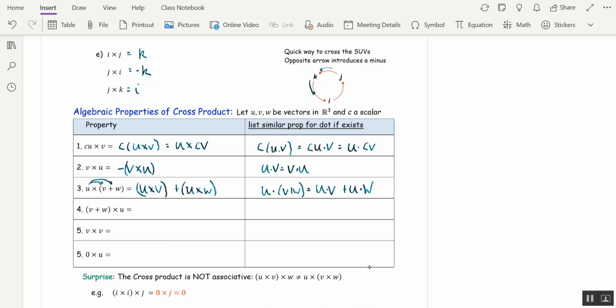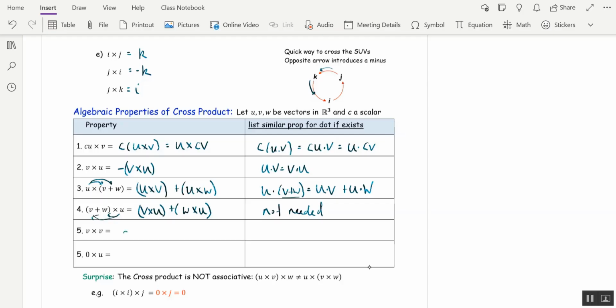Okay, so now number 4, take a look at the difference between number 3 and number 4. The only difference is now I'm crossing on the right, and I have to do that because cross is not commutative. So you need a separate property for crossing on this side. And the property is, this is V cross U, just keep the order straight, plus W cross U. Now for dot, this property is not needed. Dot's commutative, so if I dot (V plus W) with U on the right, I'm just going to get the same thing as I got in property 3.